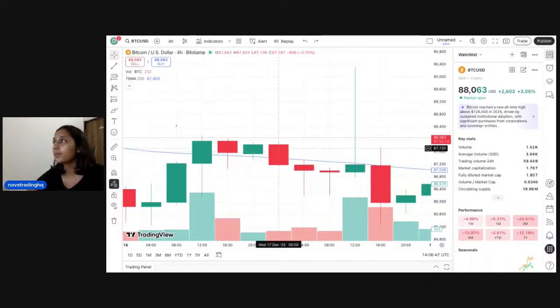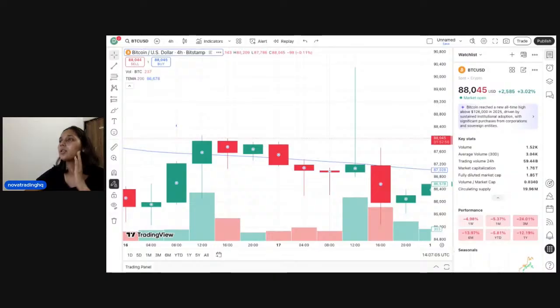Everyone can see my screen. As I just mentioned, we will start doing the analysis from the 17th of December. As we can all see, it's a big red candle with a big body. If we talk about the wicks, I would say it's not a very long wick. As we can see, it opens around 87,800 approximately.